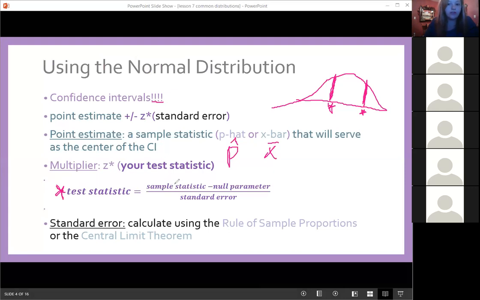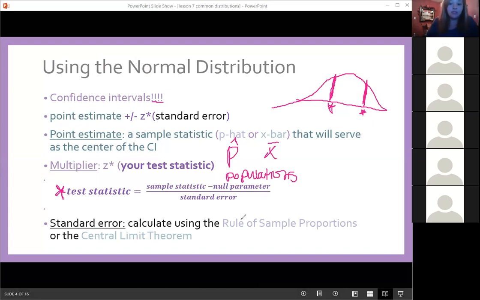So remember, you have your sample statistic minus your null parameter. Remember, parameters go with populations. And then you divide by your standard error. So that's how you'd be able to find your test statistic, z-star, super fun.